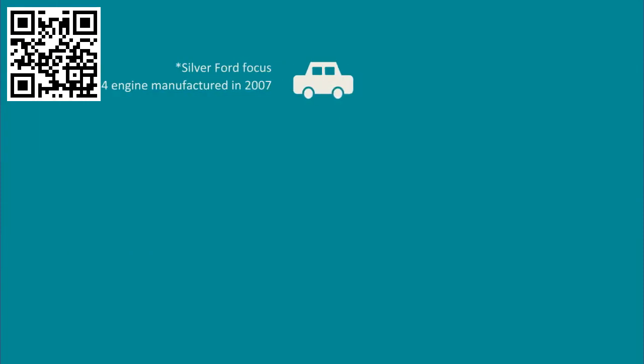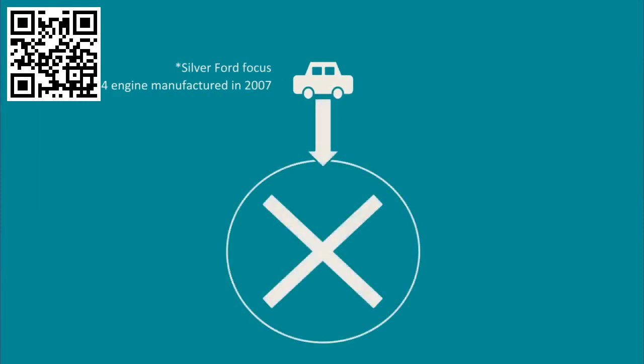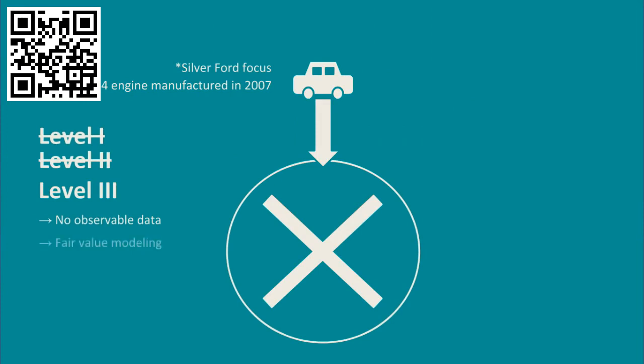Now it could be that when we look in the marketplace we can't find anything at all similar, in which case we can't use level 1 because there's no identical transactions, we can't use level 2 because there's no similar transactions, and thus we are constrained to using a level 3 fair value measurement. And on a level 3 fair value measurement, this is where there is no observable data, and so we use a fair value modelling technique.